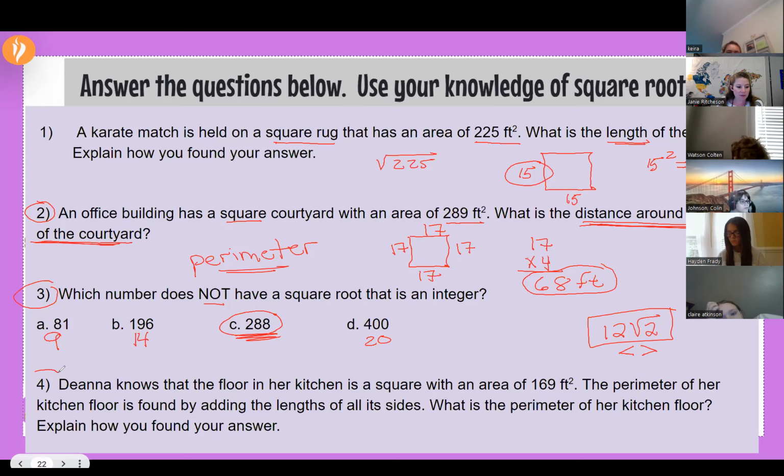All right, let's look at number 4. Deanna knows that the floor in the kitchen is a square with an area of 169 feet squared. The perimeter of her kitchen floor is found by adding the lengths of all its sides. What is the perimeter of her kitchen floor?